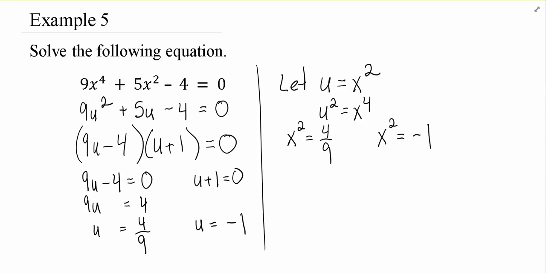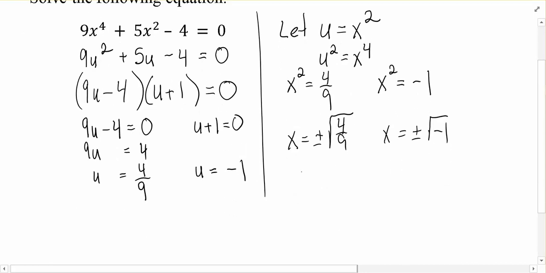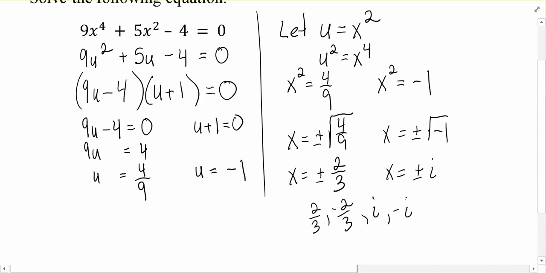That has a perfect square on one side and a number on the other, so I can use the square root property. I can take the positive and negative square root of both sides. And I can do the same thing here. That gets me positive negative 2/3, and positive negative i. So as far as our homework system, that means we have 2/3, comma, negative 2/3, comma, i, comma, negative i. This gets us the 4 answers that we were expecting for our x to the 4th problem.